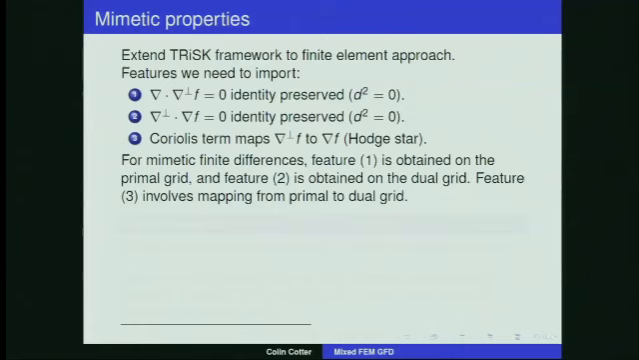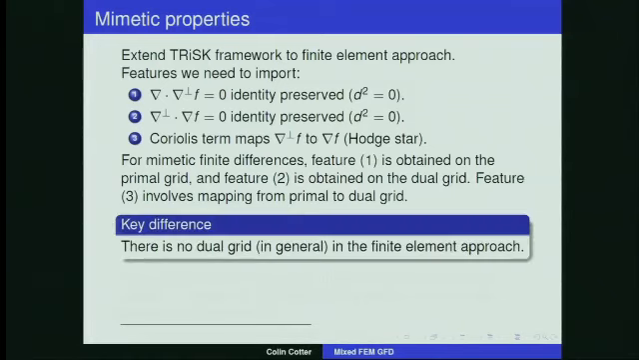So in this kind of Trisk mimetic finite difference framework, feature 1 is obtained by using this grid that I showed you, and then feature 2 is obtained on this dual grid, which I showed you by joining the pressure nodes together and this orthogonal grid. And then feature 3 involves having a clever mapping between the two grids. So it's very much based on this kind of dual grid setup. So in general, the main difference is there's no dual grid in the finite element approach. So I had to find a way to make it work without using a dual grid.